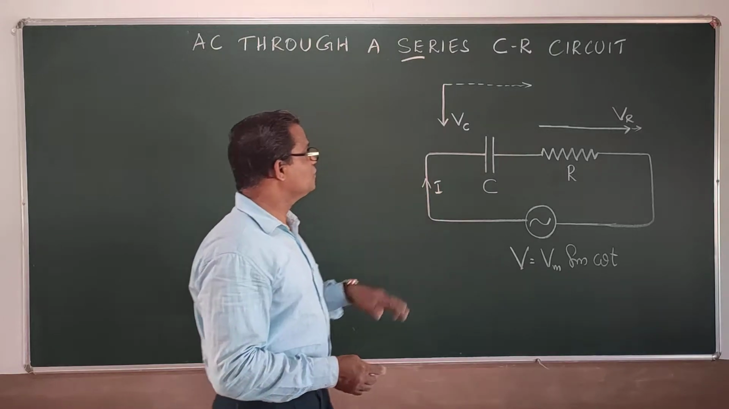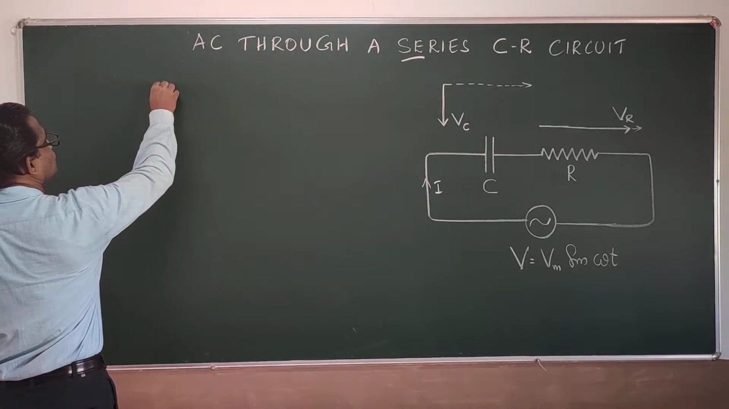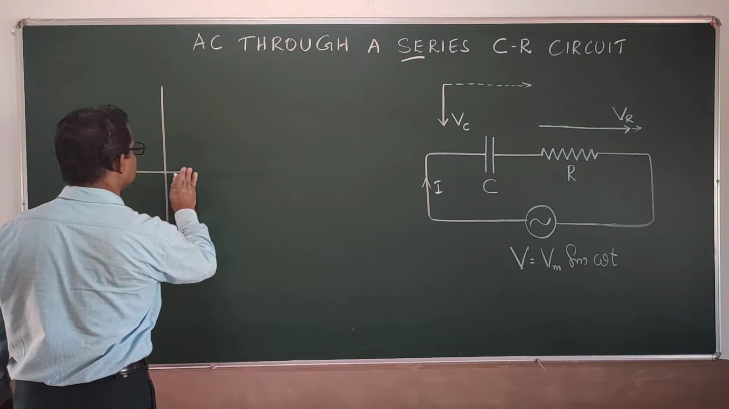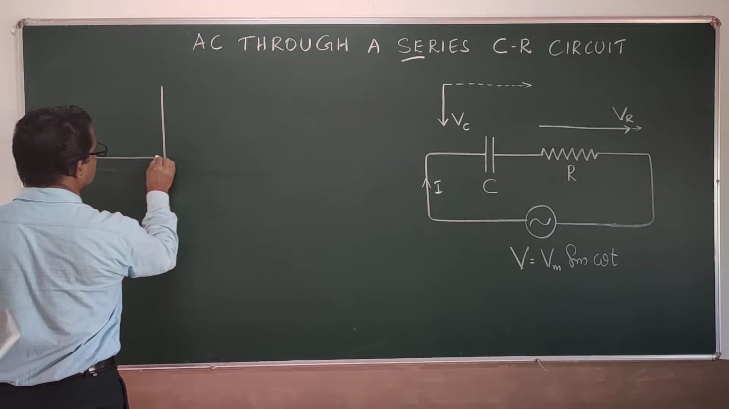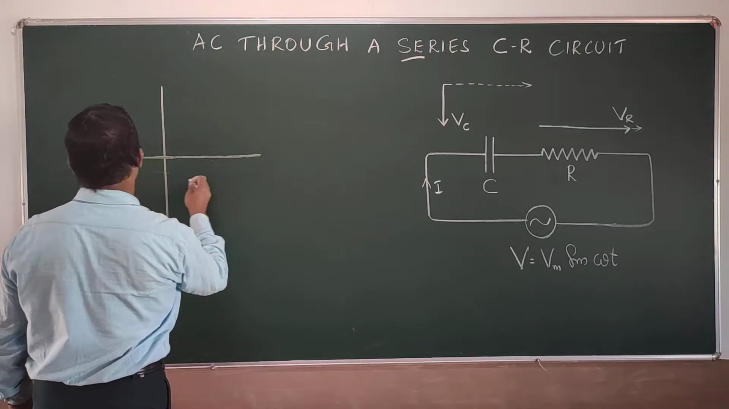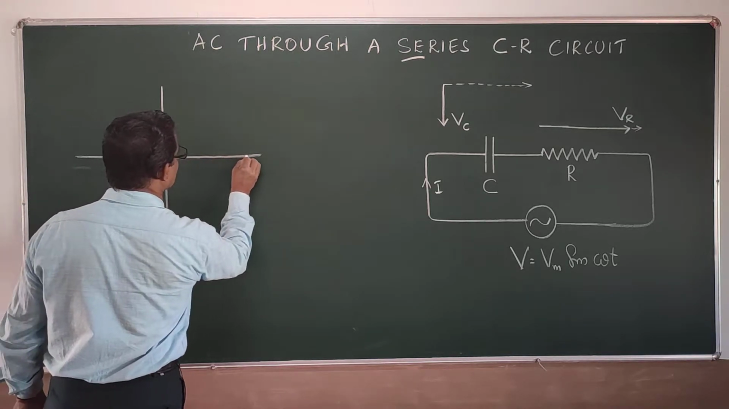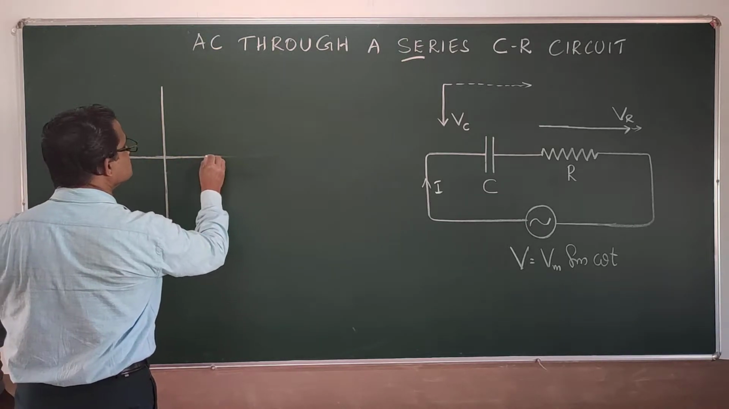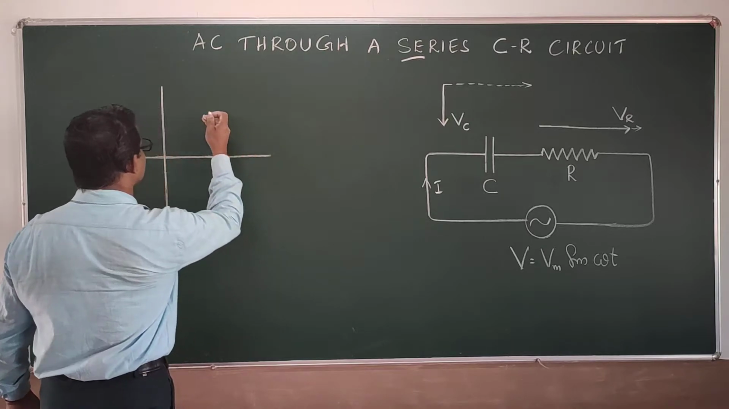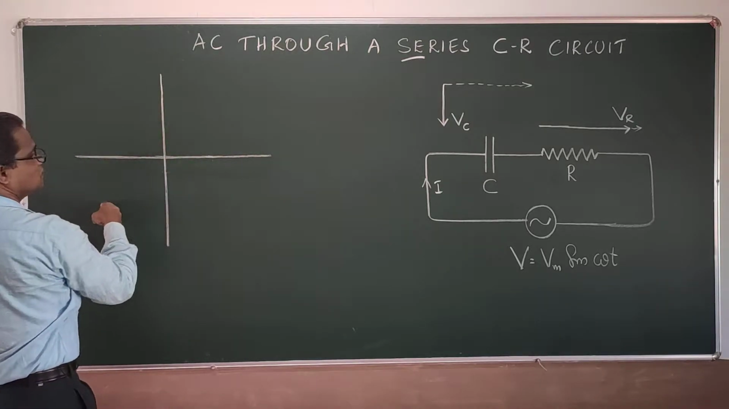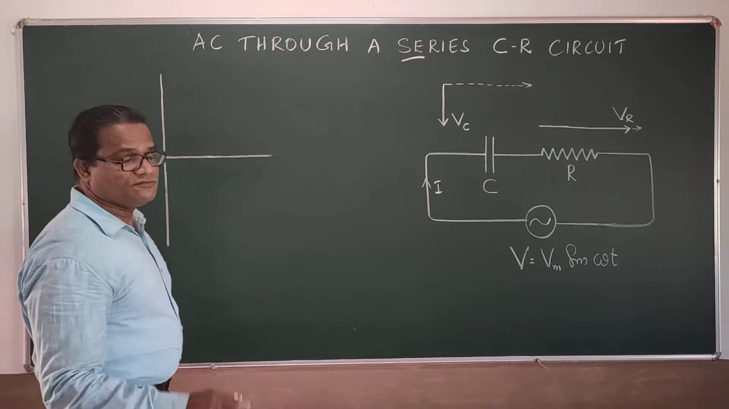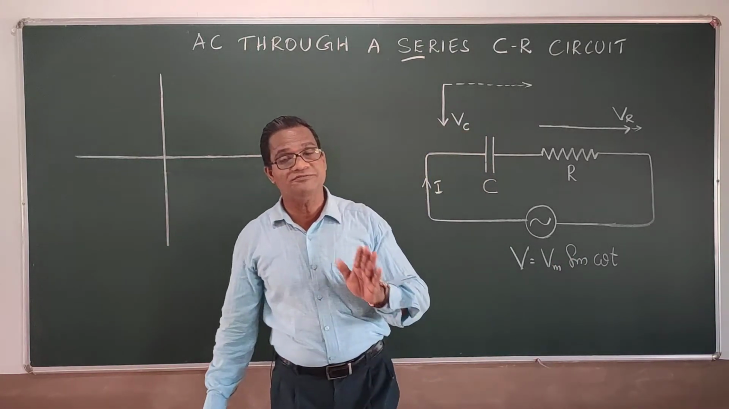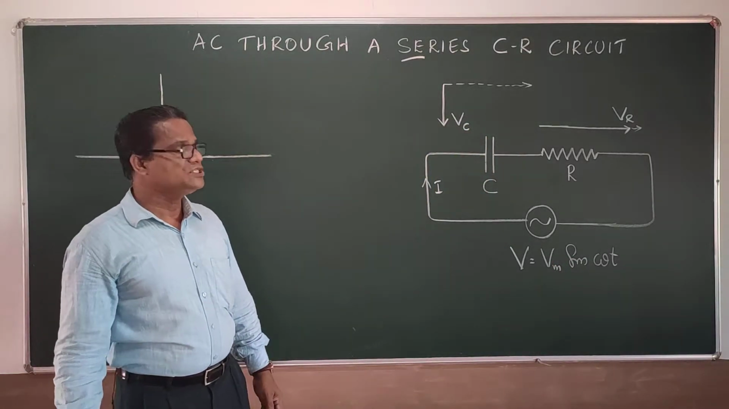So to draw the phasor diagram for this CR circuit, let us draw the four quadrants. I am drawing the four quadrants here. This is the first quadrant, second quadrant, third quadrant, like this way. And first of all, we assume that the instantaneous voltage, that Vm sin omega t, should come in the first quadrant. That is the assumption we are taking.